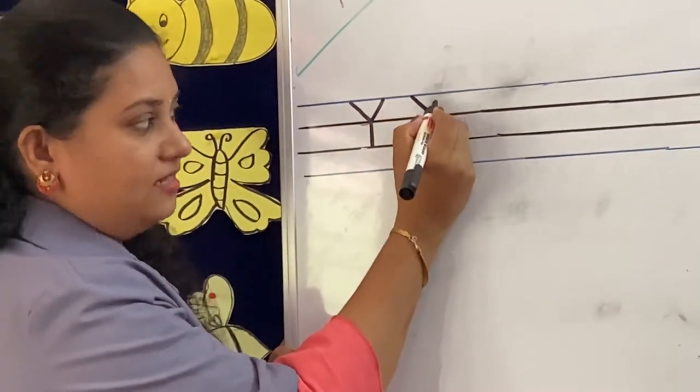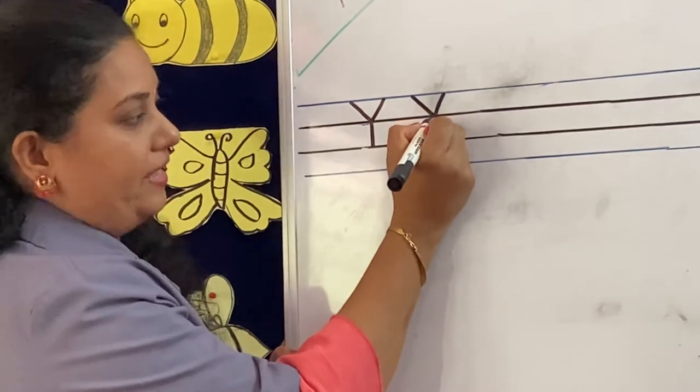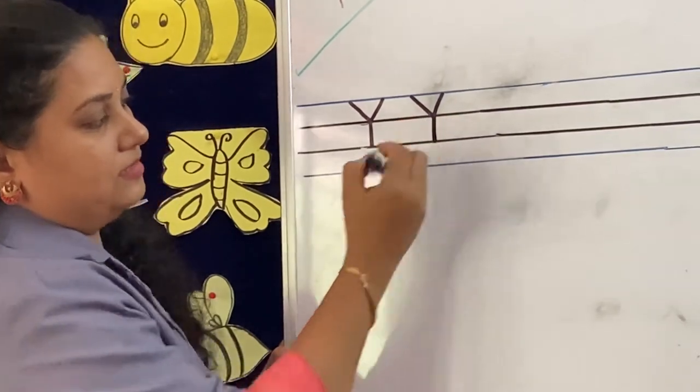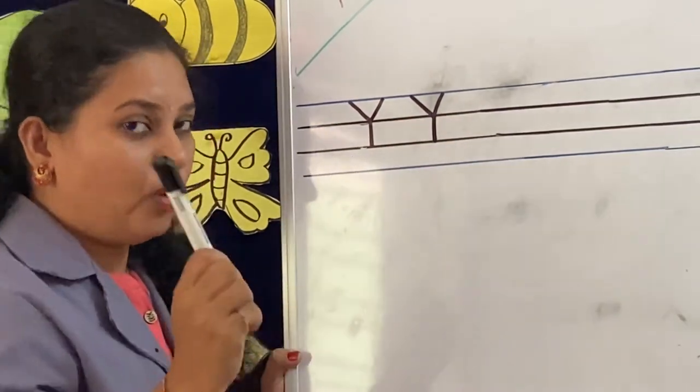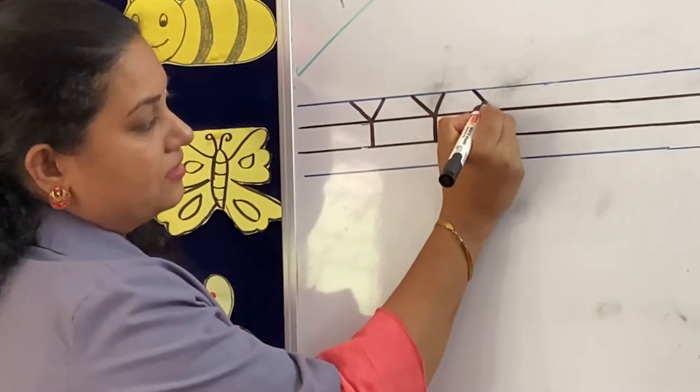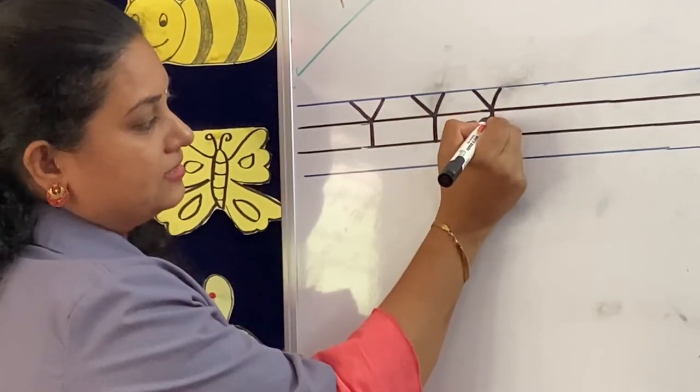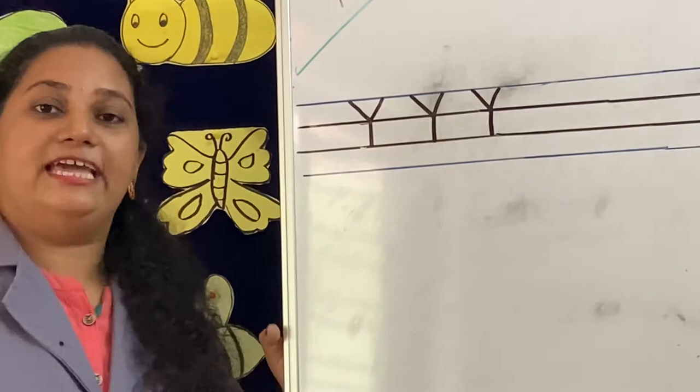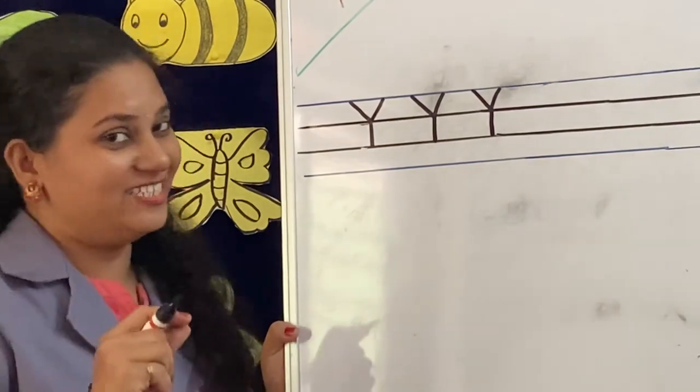Capital letter Y. This is capital letter Y. This is letter Y. Then how to write small letter Y?